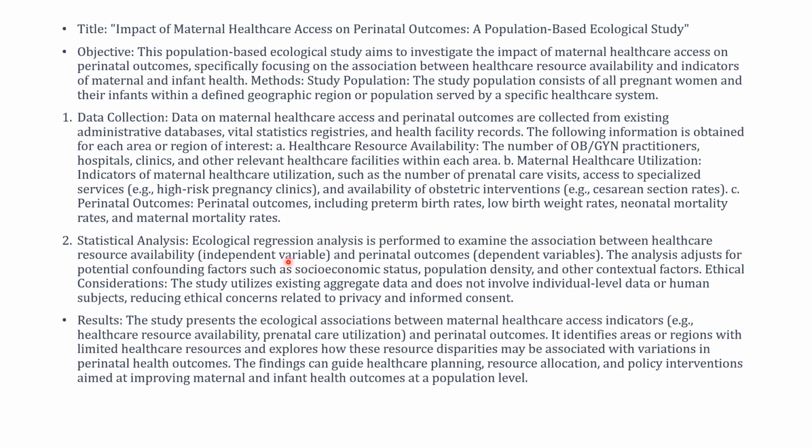Very special statistical tools are used here called ecological regression analysis, and this will adjust for confounding factors and determine the results. The results will then present the ecological association between maternal health care access indicators, for example, healthcare resource availability, prenatal care utilization, and perinatal outcomes. These findings can guide healthcare planning, resource allocation, and policy interventions aimed at improving maternal and infant health outcomes at a population level.